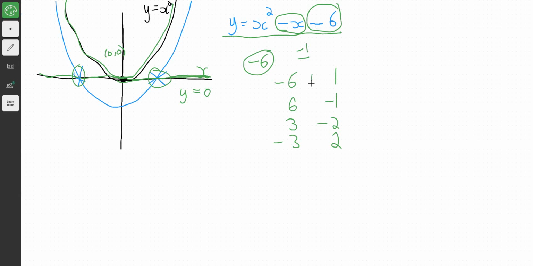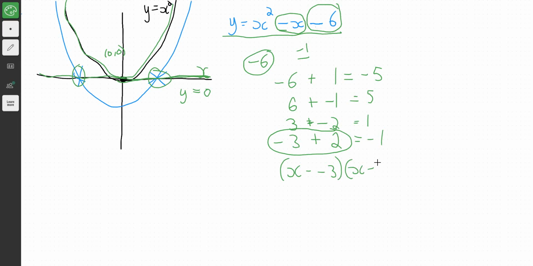So minus 6 plus 1 is 1 take away 6, which is minus 5. 6 plus minus 1 is 5. 3 minus 2 is 1. And minus 3 plus 2, 2 take away 3, which is minus 1. So this is what we want. So we can go ahead and put that straight into our form of x minus minus 3 and x minus 2. And that just goes to x plus 3 and x minus 2.